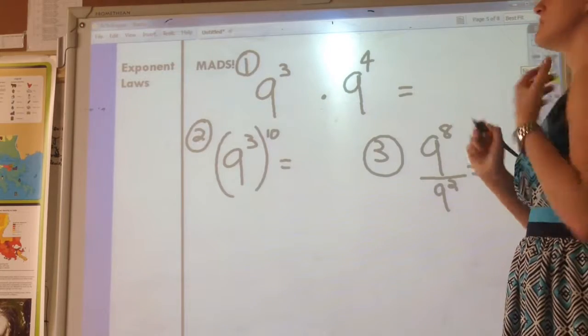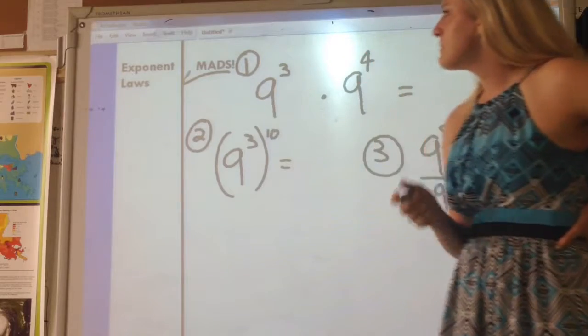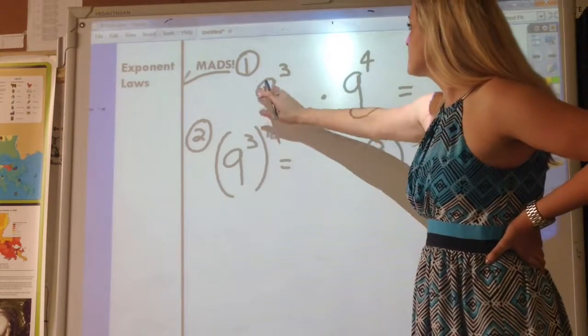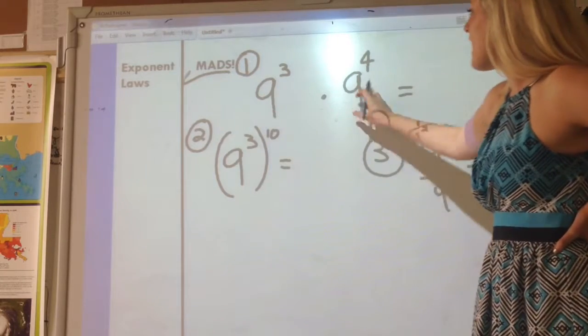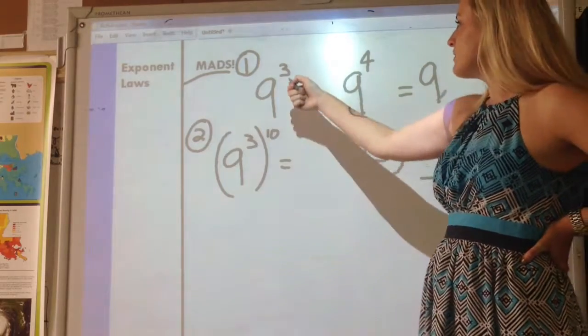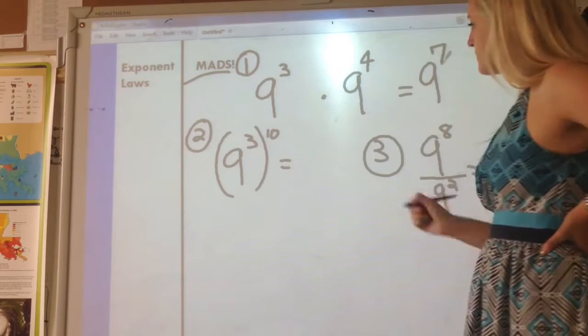All right, let's do some exponent laws. Again, MADS. If I multiply, I add. If I'm dividing, I subtract my exponents. So in this first one, I see 9 to the third times 9 to the fourth. I see that I have the same bases, so I'm going to go ahead and rewrite my base. All I have to do then is add my exponents. 3 plus 4 is 7.